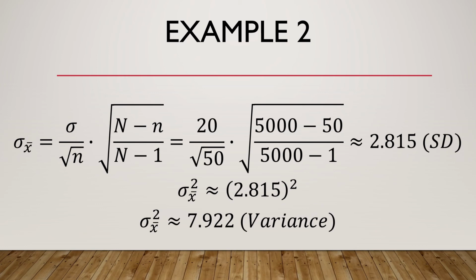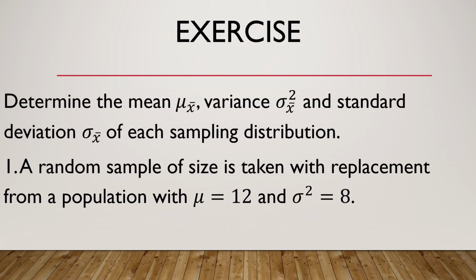And to obtain the variance, we take the square of the standard deviation. Squaring 2.815 gives us 7.922. So the mean is 80, the standard deviation is 2.815, and the variance is 7.922.